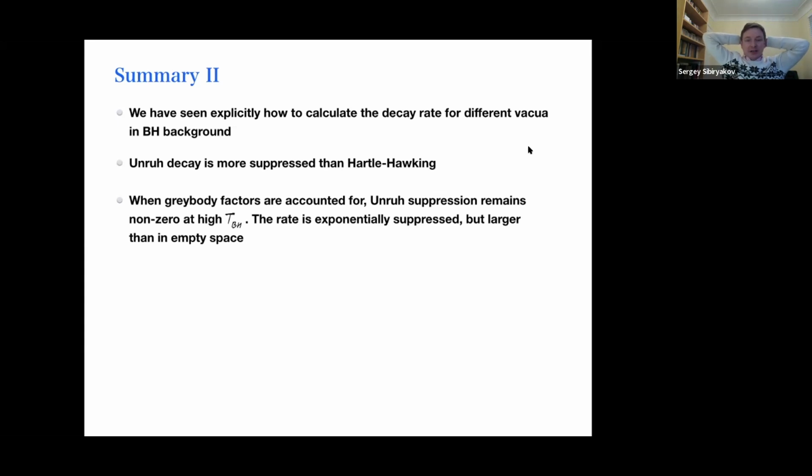Moreover, the second conclusion is that gray body factors are important, and they qualitatively affect the behavior of the semiclassical rate. Depending on the height of the potential barrier, once taken into account, they lead to exponential suppression of Unruh vacuum decay at any temperature. Interestingly, Unruh vacuum decay is exponentially suppressed at all temperatures, but it is still catalyzed. Black holes still catalyze the decay, so that the decay rate is larger than in empty space.